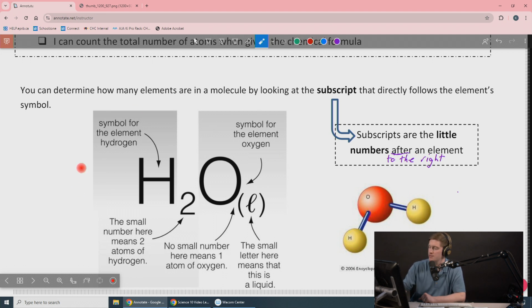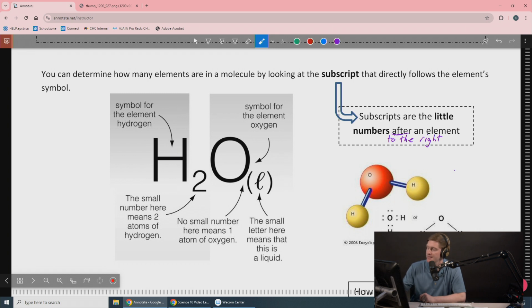Let's take a look at this formula here. This is the formula for water, H2O. It's telling us the types of elements present in the molecule and also how many. So this is the symbol for the element hydrogen. This subscript here modifies hydrogen. It tells us that there are 2 atoms of hydrogen.